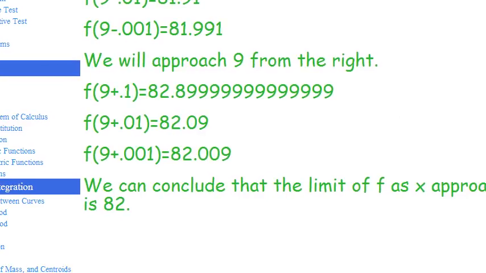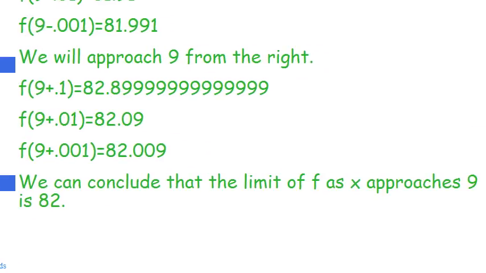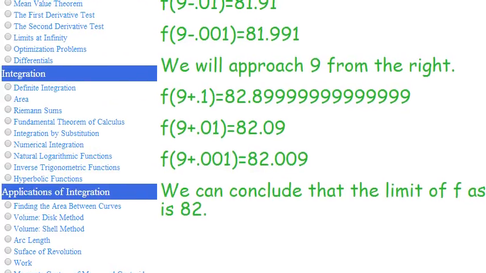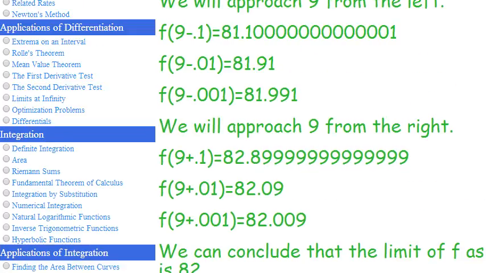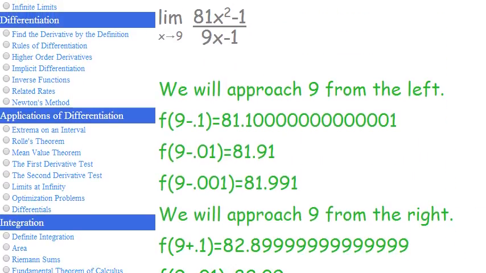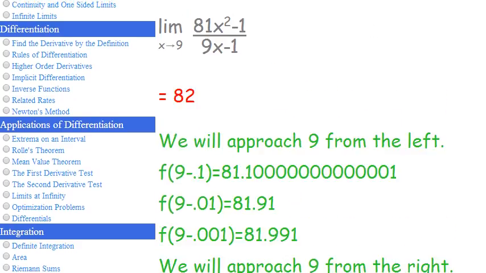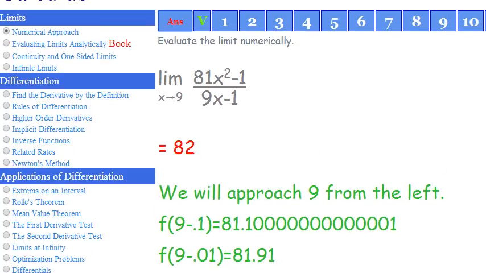I can bring it over here and show you. So we conclude that the limit of f as x approaches 9 is actually 82, and you can plug in 9 into that and just do the direct substitution and evaluate it. We'll come up here, click answer, and that's what we get, 82. Alright, so this is the numerical way of approaching this, and it will become pretty important later.